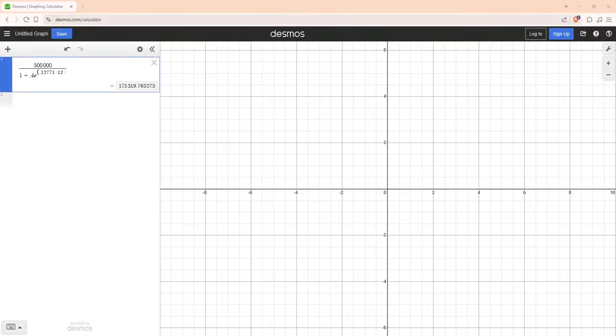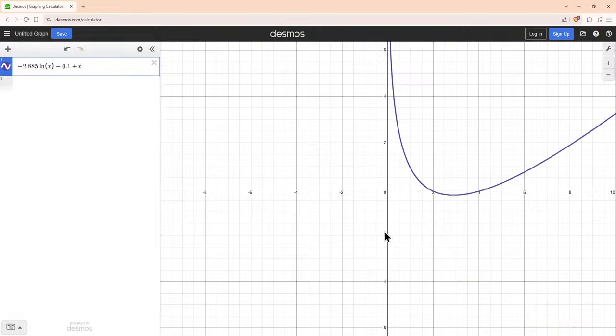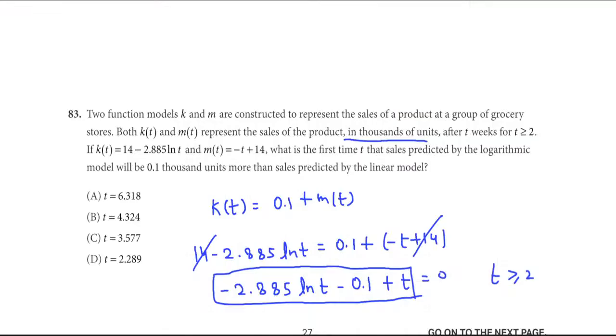I'm going to go to decimals once again, and negative 2.885 and ln x minus 0.1 and plus x over here. So I think I'm getting the first such number as 1.8, which will be rejected because, like I said, they are looking for T greater than or equal to 2. And the second such number that we have is around 4.32, right? So I'm going to go with 4.32, and yes, fortunately, that is in the options. So 4.32 is what I'm going to mark here. So for 83, the correct answer is B.